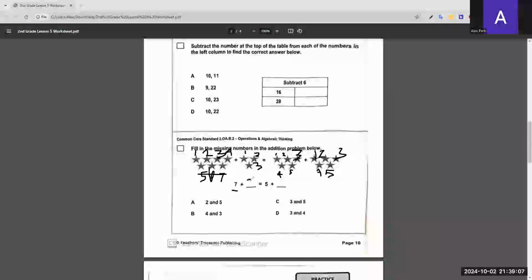So let's write that down. 3 and 5. And we can check our work by adding. 7 plus 3 is 10. And 5 plus 5 is also 10. So we know that's correct. 3, 5, that would be C.